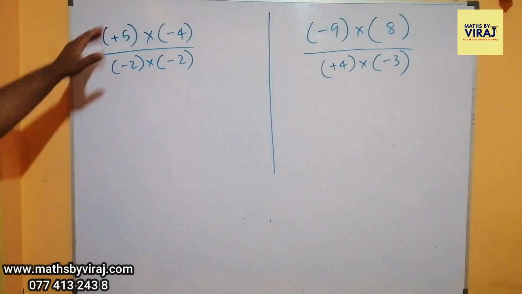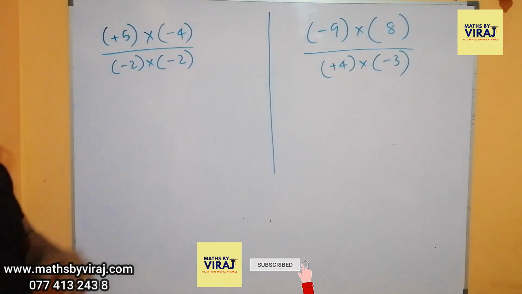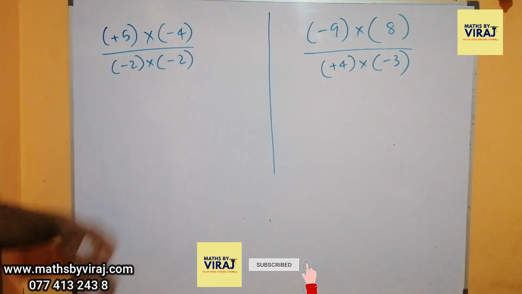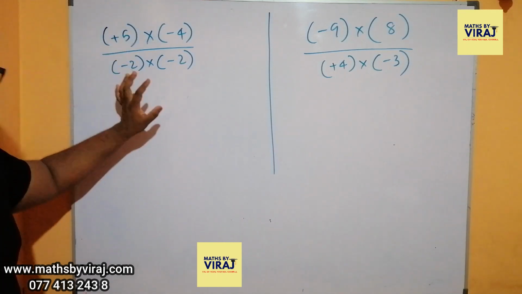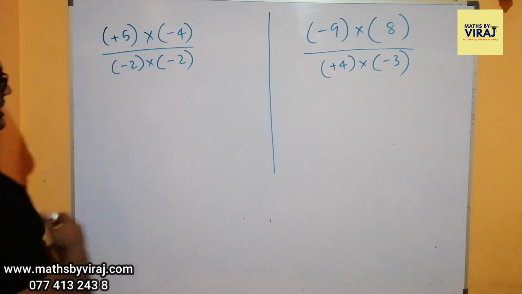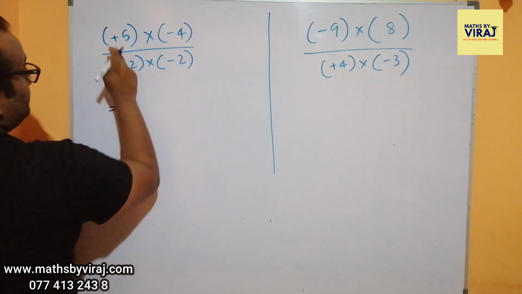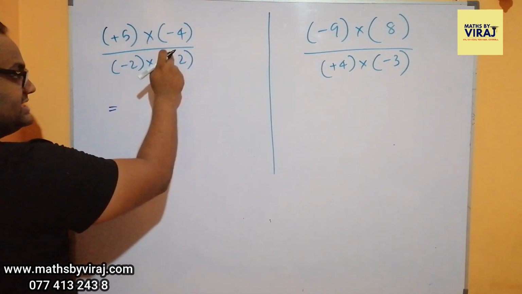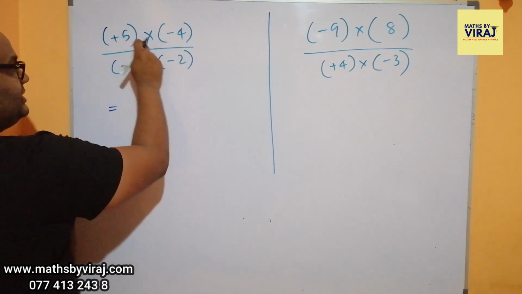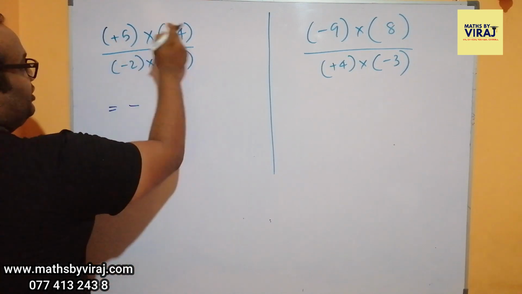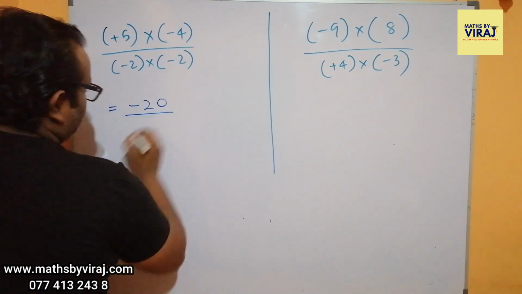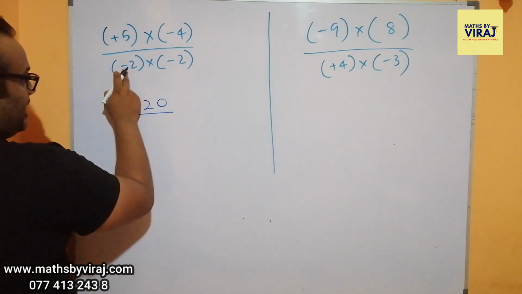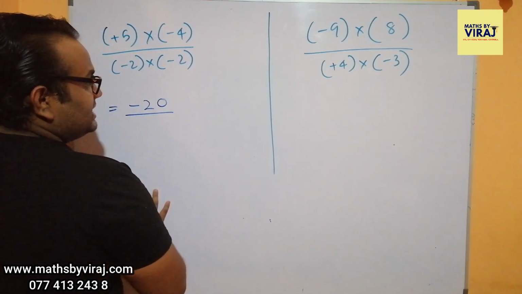Right. Here, in the numerator you see multiplication. In the denominator you see some multiplication, and the numerator is obviously divided by the denominator. Let's try to do the sum. Very easy. Plus 5 is multiplied by minus 4. Before multiplying numbers, we multiply the signs. Plus into minus, minus. 5 into 4, 20. Therefore, it's minus 20. In the denominator, minus 2 multiplied by minus 2.